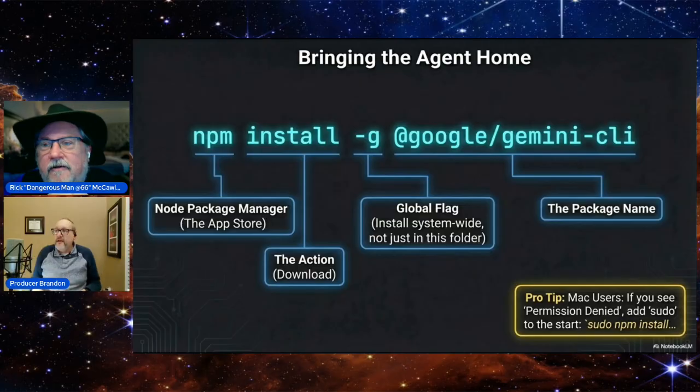So npm install -g, and it's very specific. If you put an extra space in here or use a different character, it's going to error out. So just make sure you type this exactly.